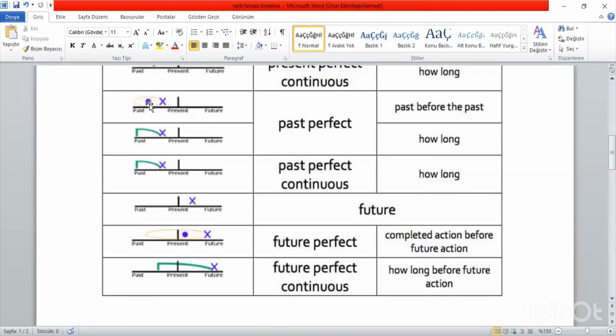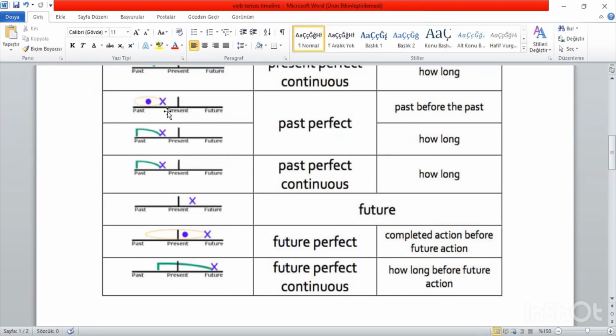This round actually represents the first action that happens before the second action in the past, okay? And this cross represents the second action in the past, okay? We have two actions that are connected to each other, that are related to each other, and the first action should be used in past perfect, and the second action should be told with past simple tense, okay? This is the first usage, past before the past.